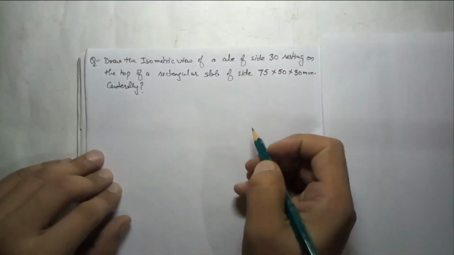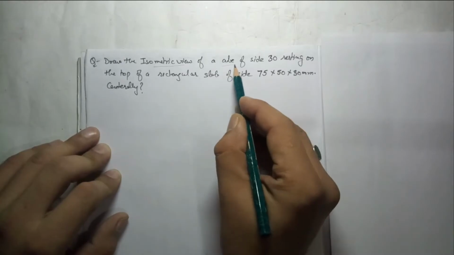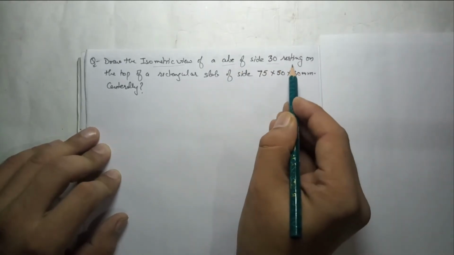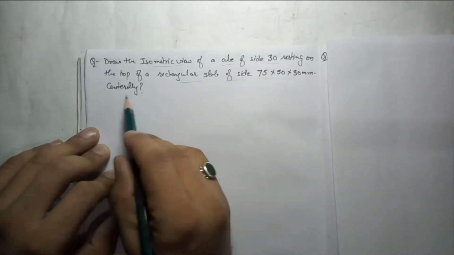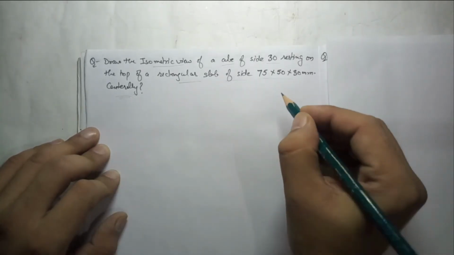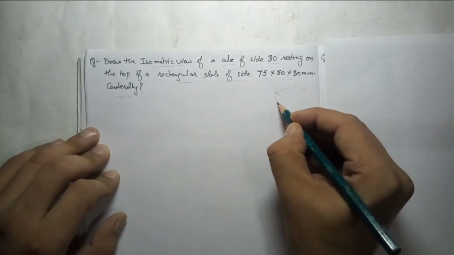Hello everyone, now we will solve one more question from the same isometric view. The question says that the isometric view of a cube of side 30 resting on the top of a rectangular slab of side this. So they are placed centrally. Now we will see there are two objects. First is a rectangular slab. What is a rectangular slab? We have discussed this in a separate question.